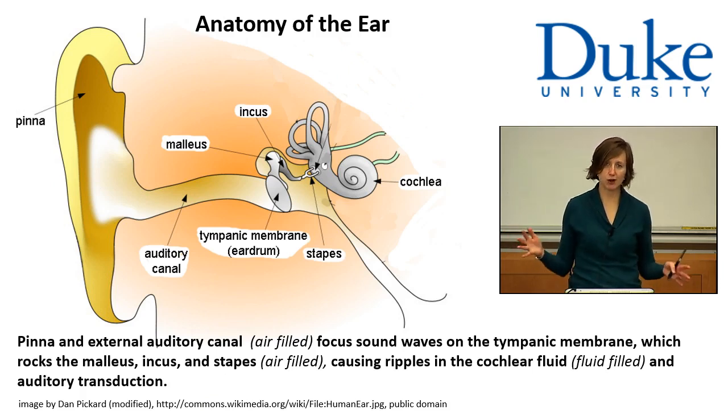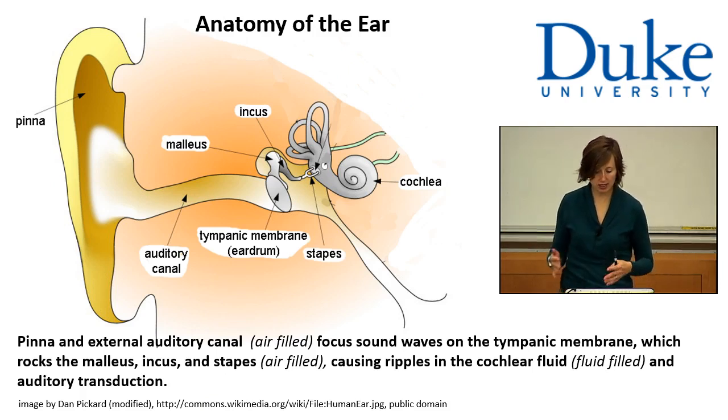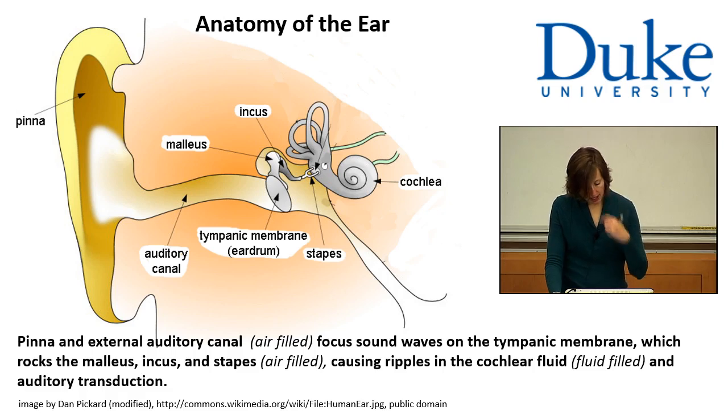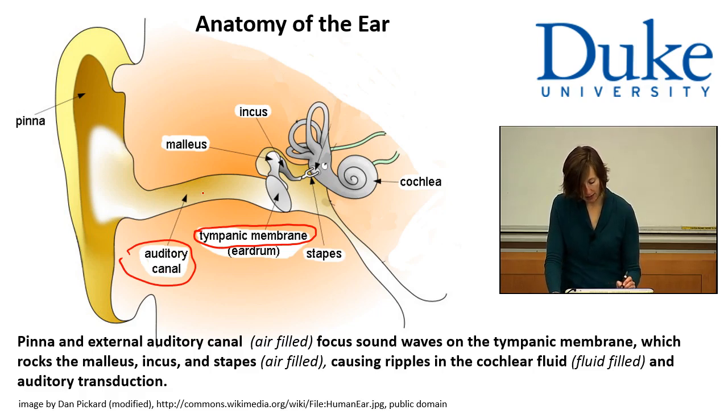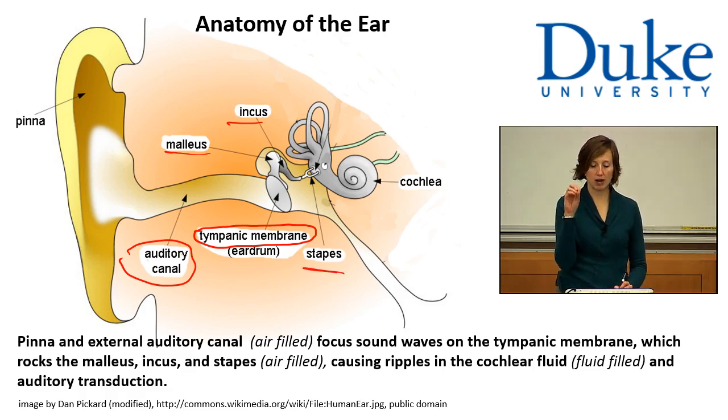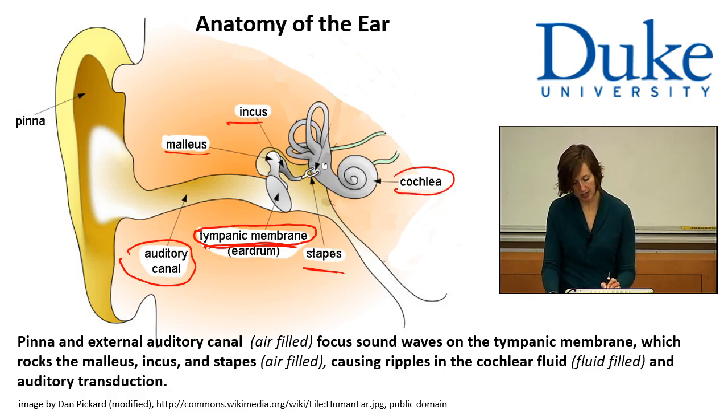So now we've got to get involved in the anatomy of the ear. That's obviously going to be critically important into how we hear, where the sounds are going to be focused onto the tympanic membrane or the eardrum by the auditory canal. And then we're going to have a set of 3 bones, the malleus, incus, and stapes, that are going to transduce the vibrations of the tympanic membrane to vibrations in the fluid of the cochlea, which is going to be in the inner ear.